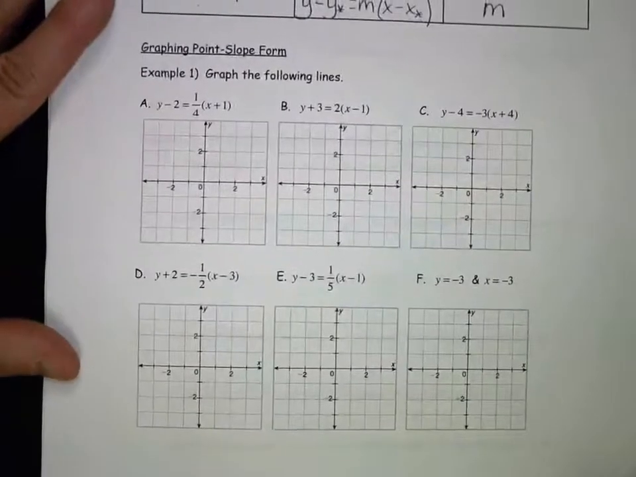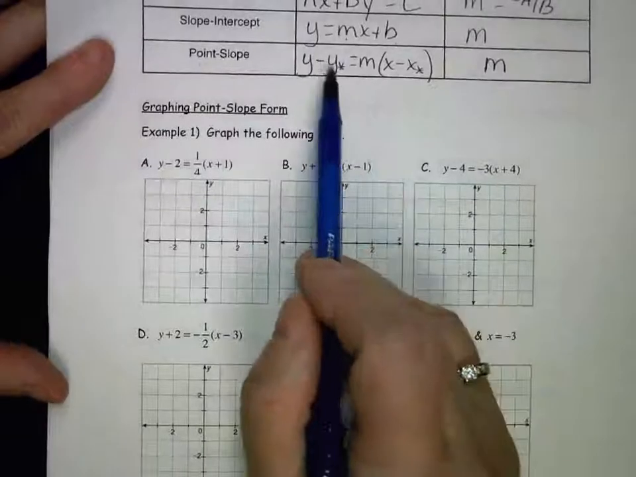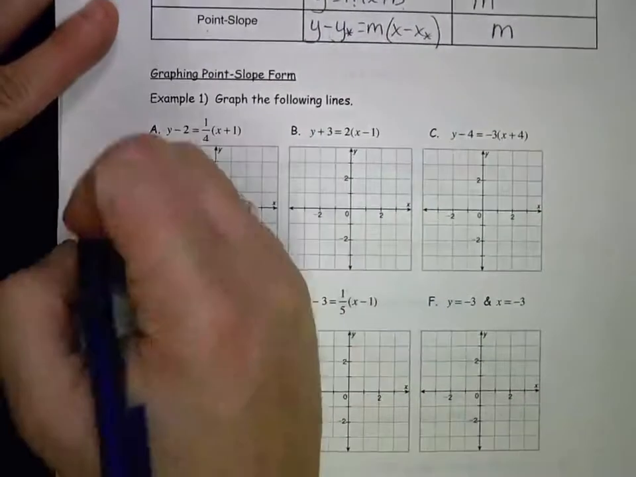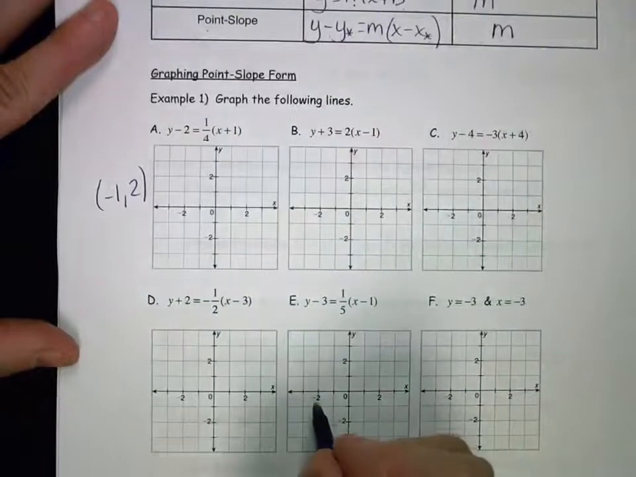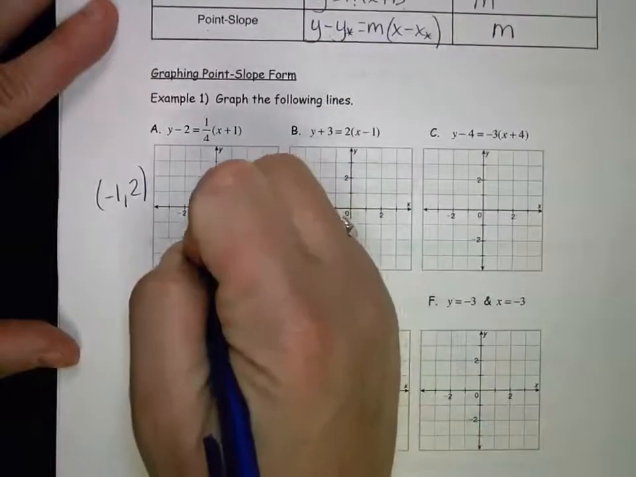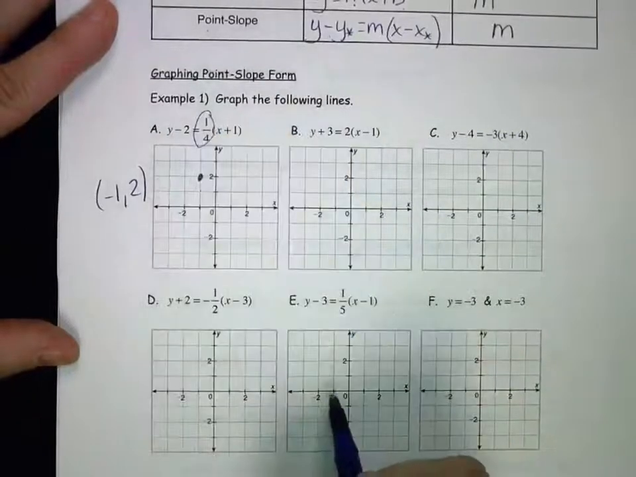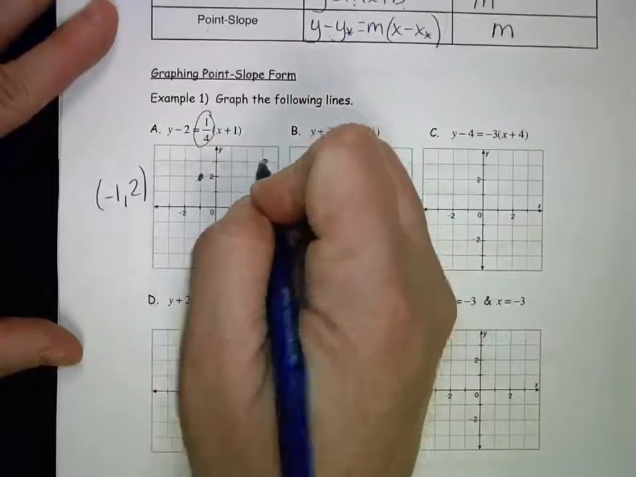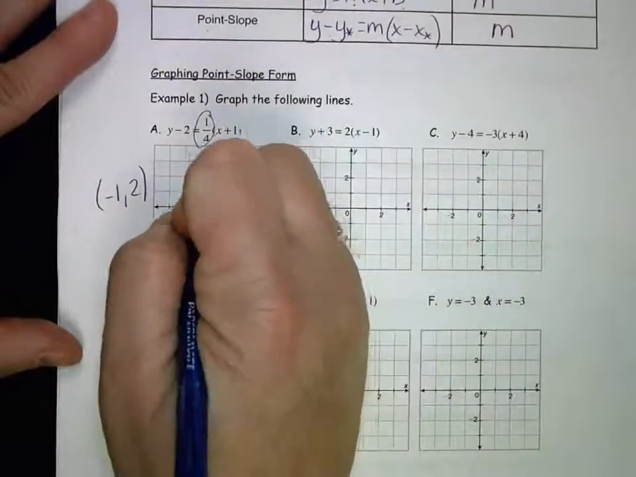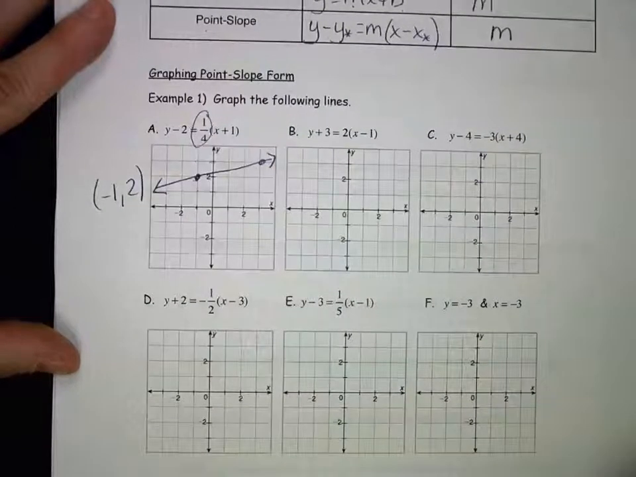So the first one, y minus 2 equals 1/4 times x plus 1. With this form we had subtracts here, so we need to do the opposite. So our point will be negative 1, 2. And to graph that point we have negative 1, 2. And then our slope is 1/4, so that's up 1 and 4 to the right. Rise over run, or sometimes I like to say rise over right. And then that's the equation of your line right there.